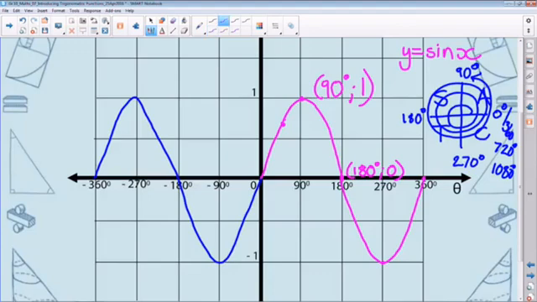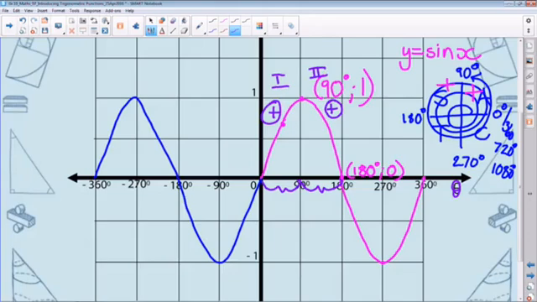Now, you'll remember that sine was positive both in the first quadrant and in the second quadrant. What do you notice about the function between 0 and 90 degrees? It's above the x-axis, which is also theta in this case. So that means sine is positive in that quadrant. And of course, between 90 and 180 degrees, it's also positive. So we have positive, positive in the first and the second quadrant.